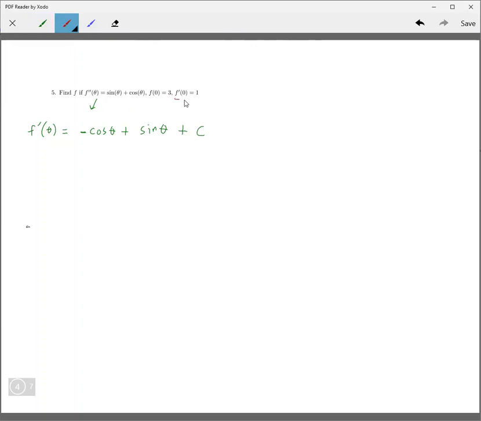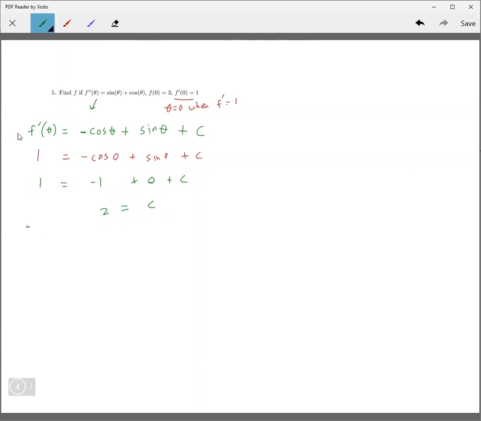Okay, now this second one here means that theta is 0 when f prime is 1. So you're going to put a 1 in for f prime, and you're going to put zeros in for theta. And of course, this is negative 1, and this is 0. So that's 0. So C is going to be 2.